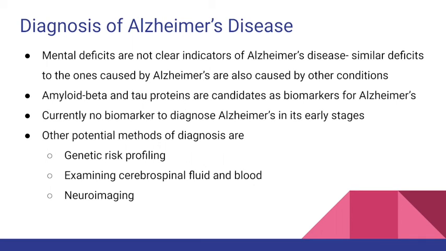Neuroimaging uses a radioactive chemical marker to bind to neuritic plaques and show their location through a scan. But amyloid plaques are present in the brains of people without Alzheimer's too, so it is not always accurate.